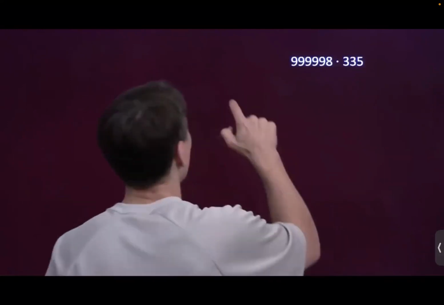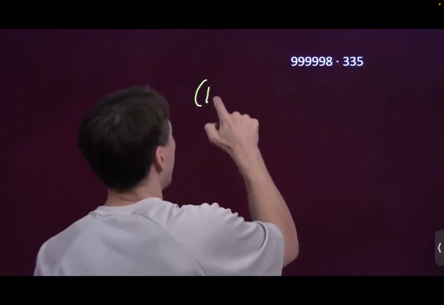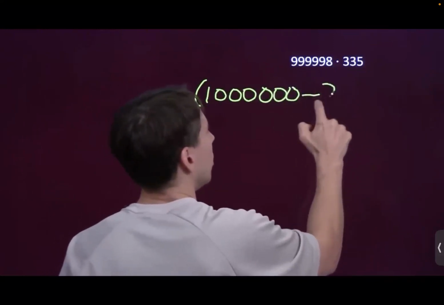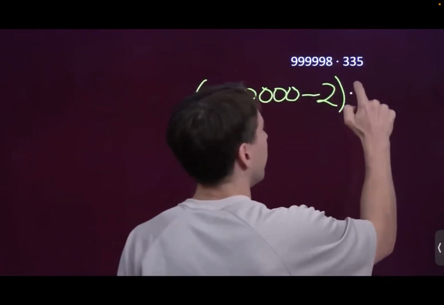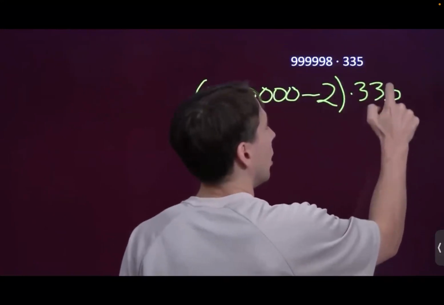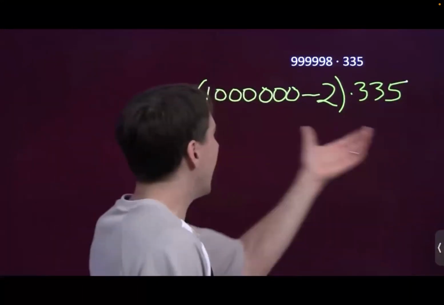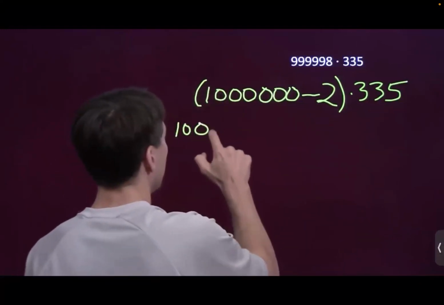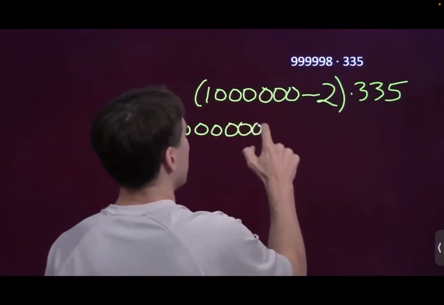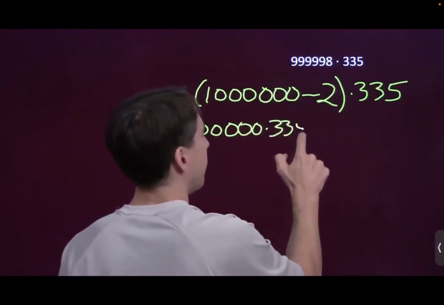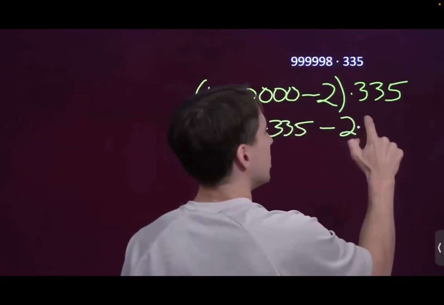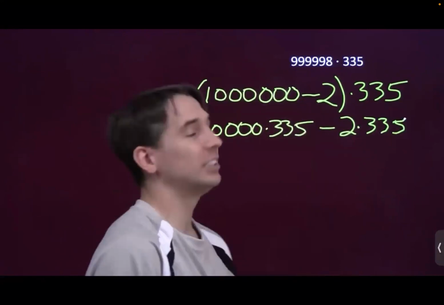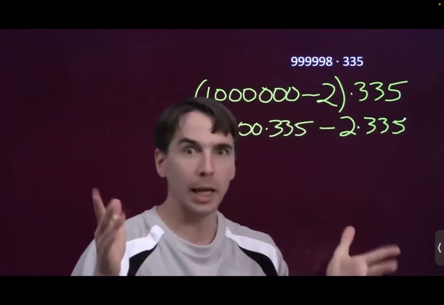Well, I'm going to write this down in terms of something I at least know how to deal with, 1,000,000. So I'm going to write it's 1,000,000 minus 2 times the 335. Ah, distributive property again. I can expand this to 1,000,000 times 335, minus 2 times 335. These products are easy. They're way easier than that. This is a lot less work. We like a lot less work.